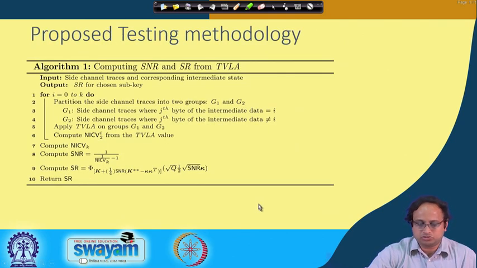Okay. So with this background, we are all set to propose our test methodology. What we will do now is go from i equal to 0 to k, and we will do this partitioning. We'll partition the side channel traces into two groups, G1 and G2.